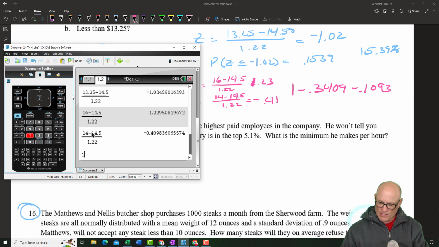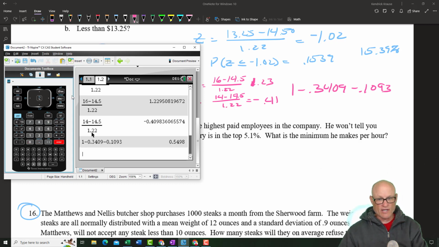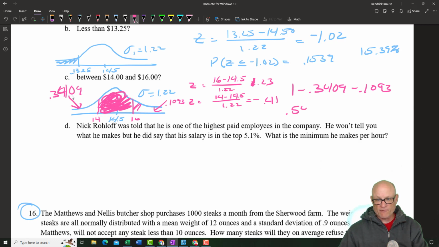So 1 minus 0.3409 minus 0.1093 equals 0.5498, or 54.98%.